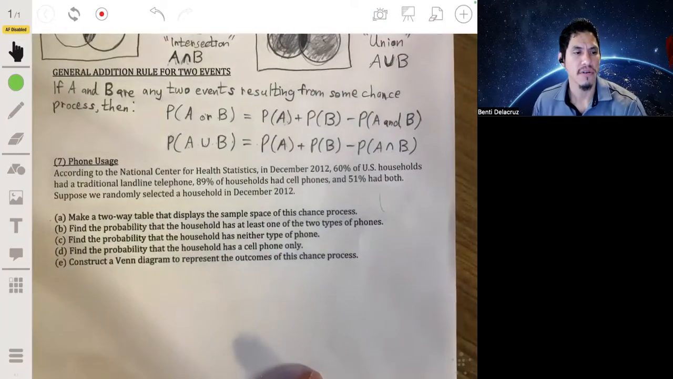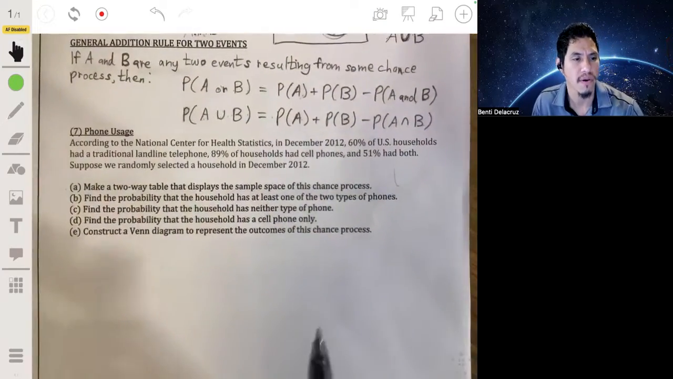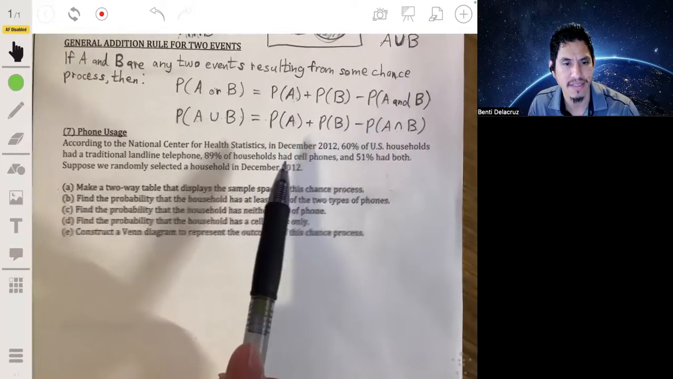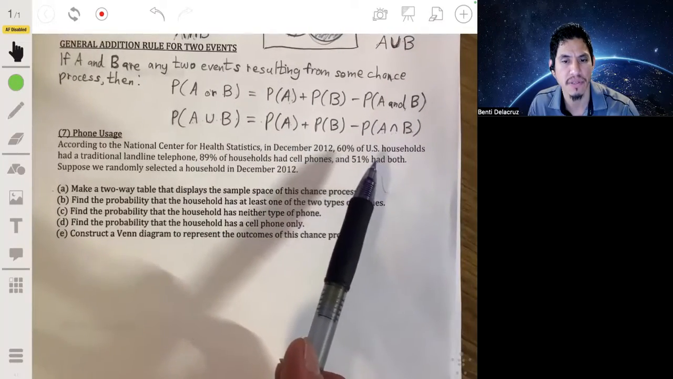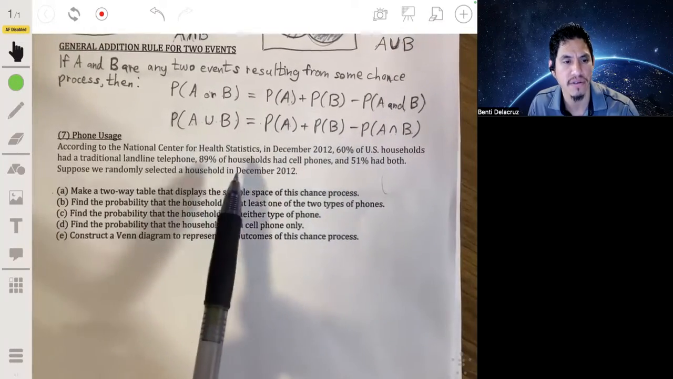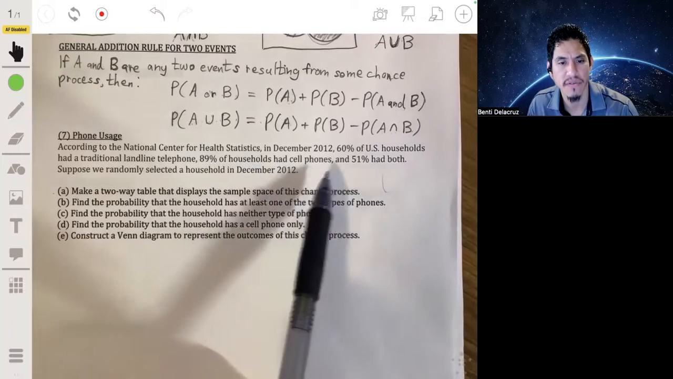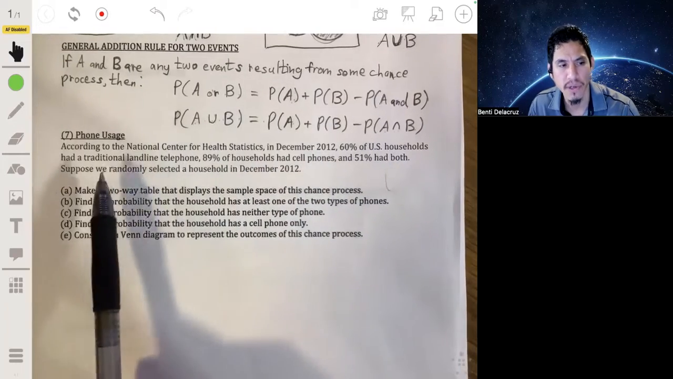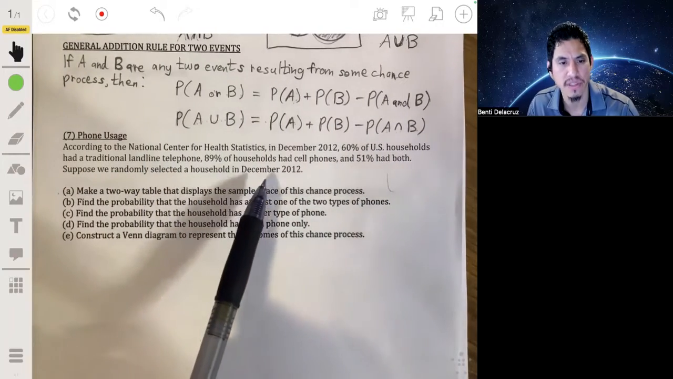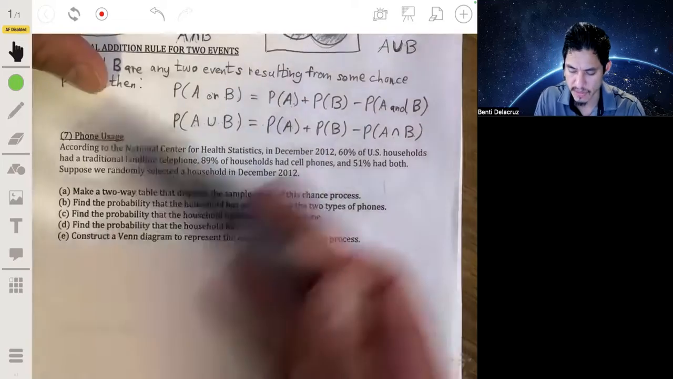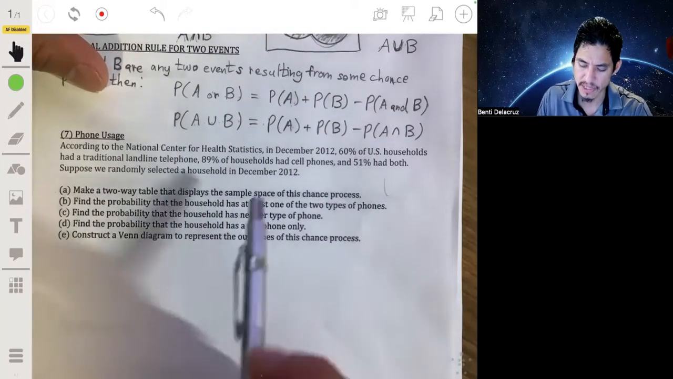All right, so here we got phone usage. According to the National Center for Health Statistics, in December 2012, 60% of US households had a traditional landline telephone. 89% of households had cell phones, and 51% had both. Suppose we randomly selected a household in December 2012. Part A, let's make a 2 by 2 table that displays the sample space.